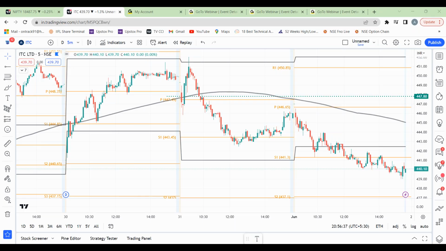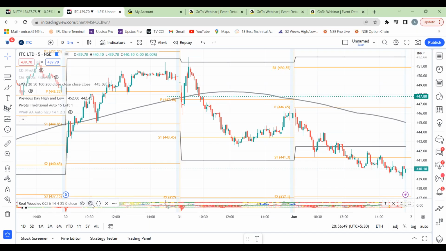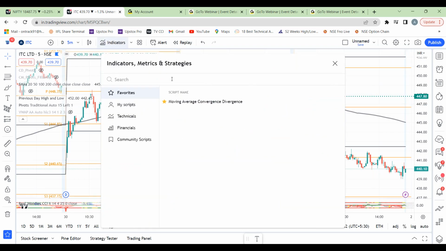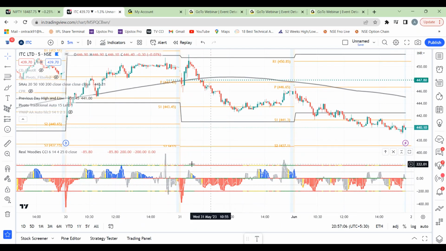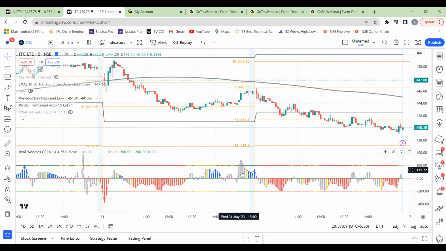Now, to actually be able to enter trades, I will also explain one additional indicator which we use. It is the Real Woodies CCI. In indicators, you type Real Woodies and you click on this. And you see, you get this indicator on your chart below.